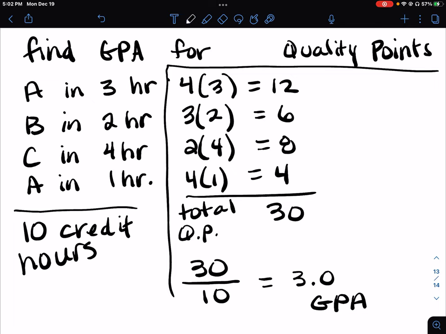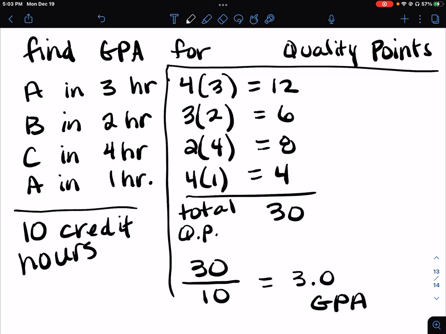So you multiply what each thing is worth times the number of credit hours, and that's called quality points. So an A is worth 4 times 3 hours is 12 quality points. The B in 2 hours, a B is worth 3 times the 2 hours is 6 quality points. A C in a 4-hour, C is worth 2 times the 4 hours is 8 quality points. An A is worth 4 points times a 1-hour credit gives you 4 quality points.